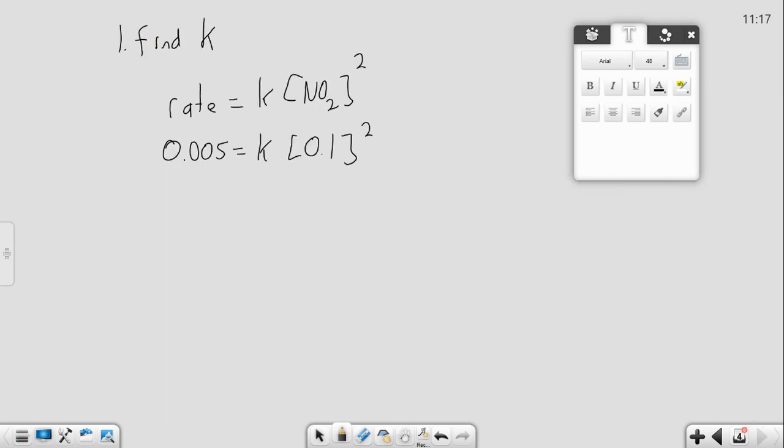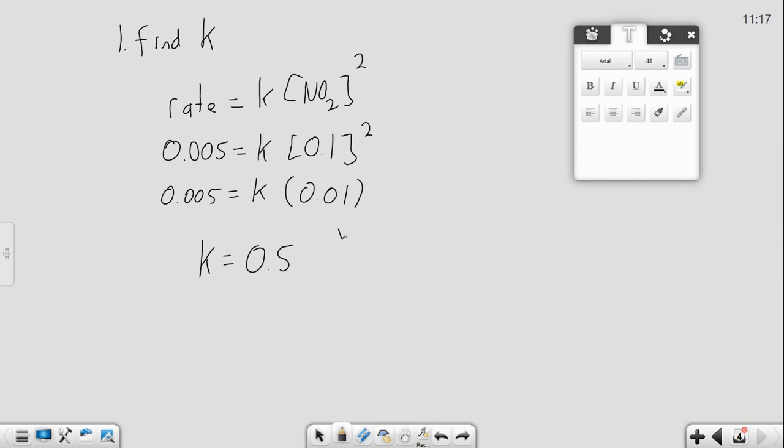So this is what I've got to solve to figure out what K is. 0.005 equals K times 0.1 squared, which is 0.01. Divide both sides by 0.01, and I get 0.5 for this reaction.